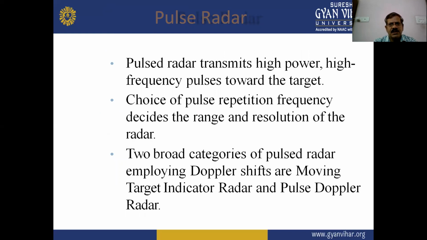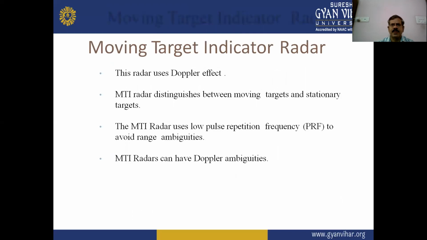Next radar is pulse radar. In pulse radar, high power, high frequency pulses are transmitted toward the target. The choice of pulse repetition frequency decides the range and resolution of the radar. Two broad categories of pulse radar employing Doppler shift are moving target indicator radar and pulse Doppler radar.